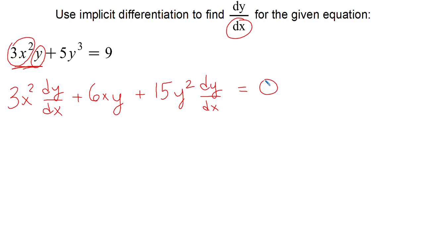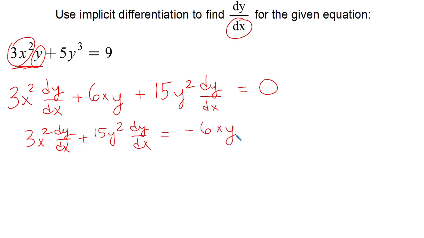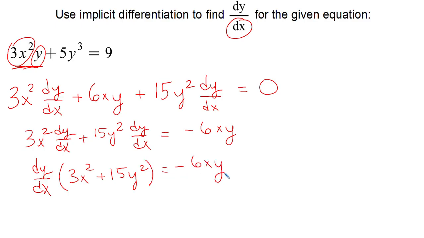Now we will gather all of our terms that have a dy/dx in them to one side and everything else to the other side. So that's going to look like 3x squared dy/dx plus 15y squared dy/dx is equal to negative 6xy. And then we'll factor out the dy/dx from the left-hand side, leaving us with 3x squared plus 15y squared. And when we divide, we should get pretty much our final answer.